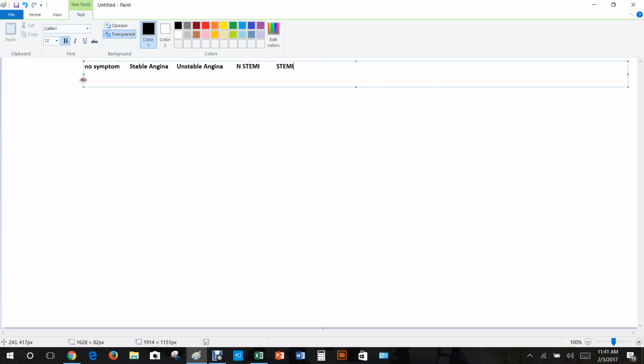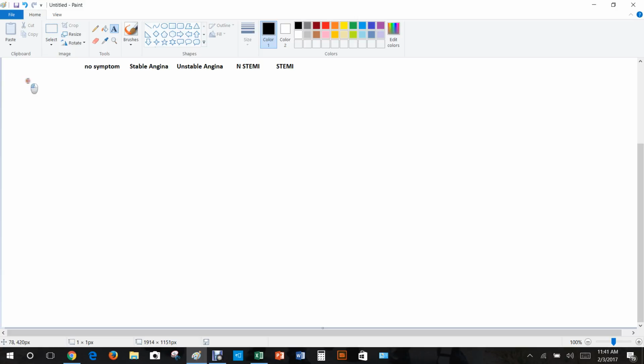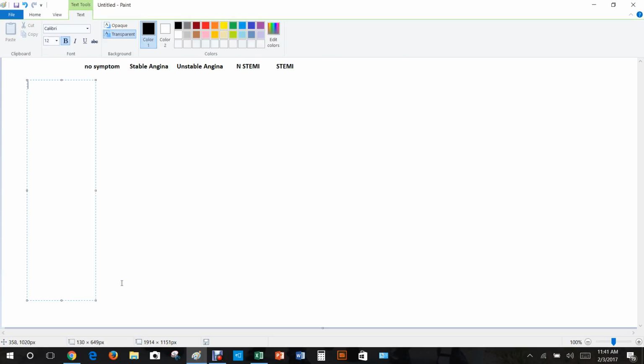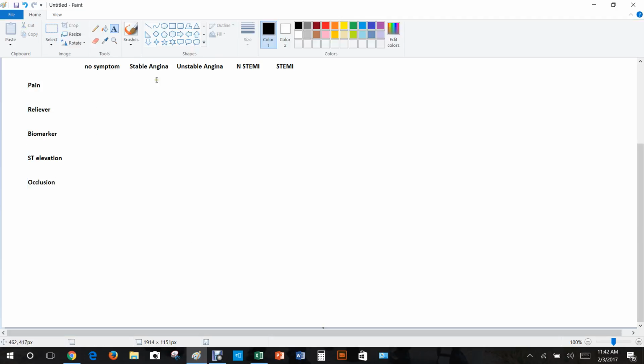But then you've also got categories along the side, which I'm going to do like this. You say there is pain, there is a reliever. What is it relieved by? Then you've got your biomarkers, which are troponins or CK-MB, that sort of thing. And then you've got whether or not there's ST elevation on an EKG, and then you've got your percent occlusion. Okay, so let's go through this and talk about it.